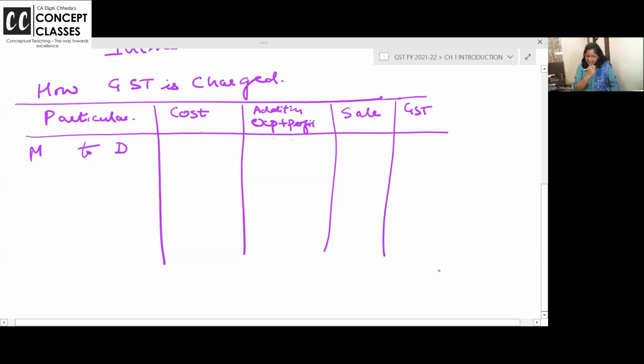Okay, here we are. Manufacturer is manufacturing in 80 rupees. He is adding 20 rupees profit and selling to distributors in 100 rupees. GST rate is not 10%, but just for giving you the concept, I am taking 10%. He will charge GST 10 rupees, and the manufacturer is selling the goods to the distributor in 110 rupees. 10 rupees is the output GST which he will pay to government.